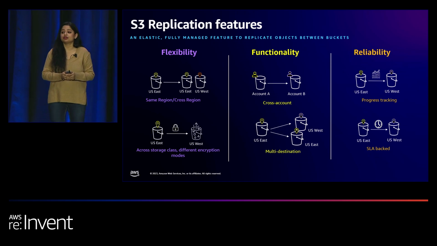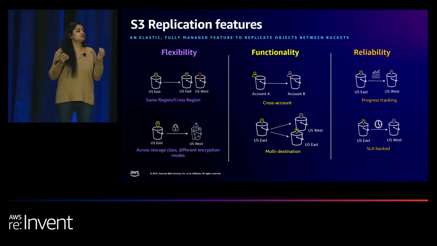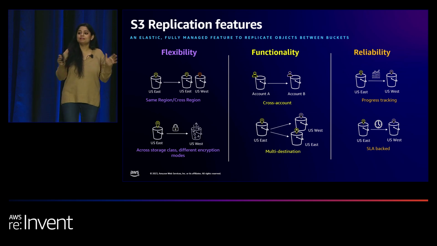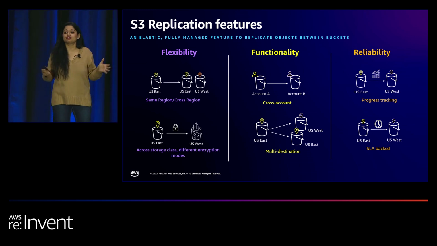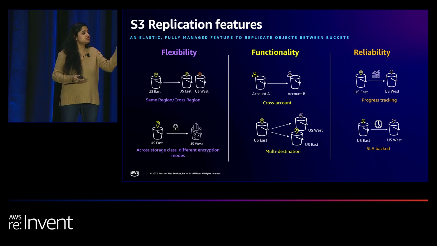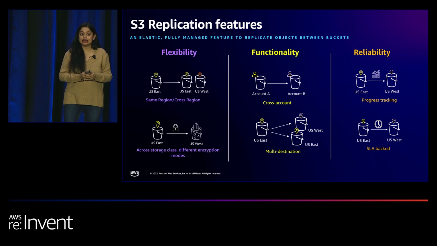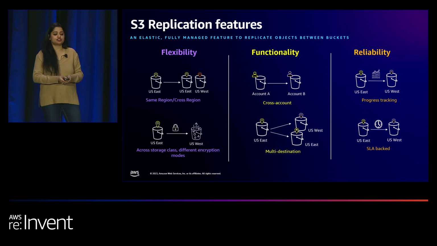Finally, S3 replication offers reliability with metrics and events to track minute-by-minute progress, and with features such as S3 Replication Time Control, which is backed by an SLA to replicate 99.9% of objects within 15 minutes of upload. What's really powerful is that you can mix and match these different features of S3 replication and customize each replication rule to suit your business needs. With that, let's dive deeper into the building blocks of S3 replication.